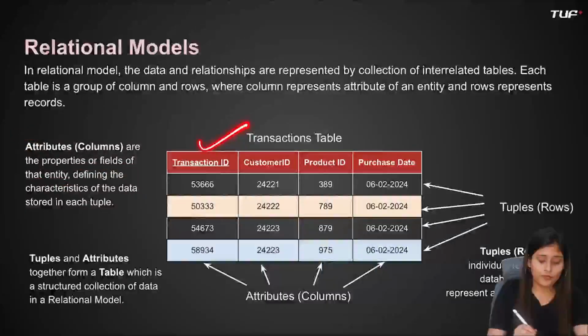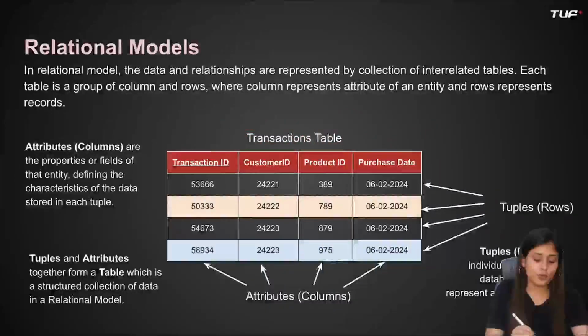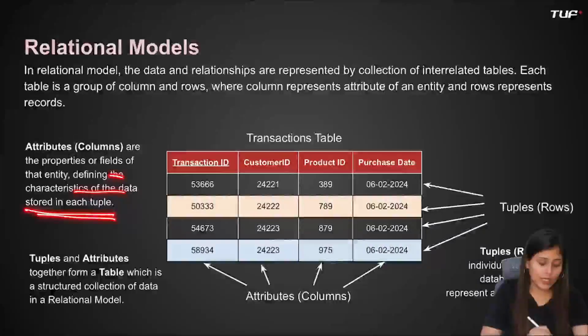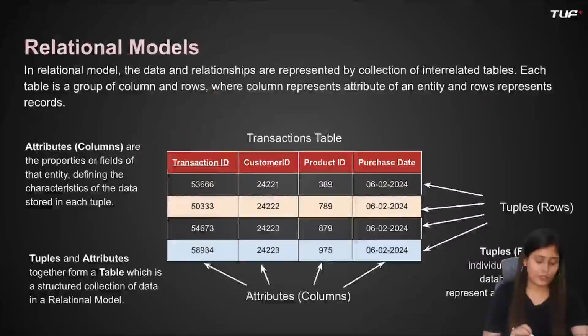So in the transaction table, transaction ID, customer ID, product ID and purchase date are the parameters or attributes for the transaction table. They define the characteristics of data stored in each tuple, and it also defines what type of data structure that particular attribute is going to store.